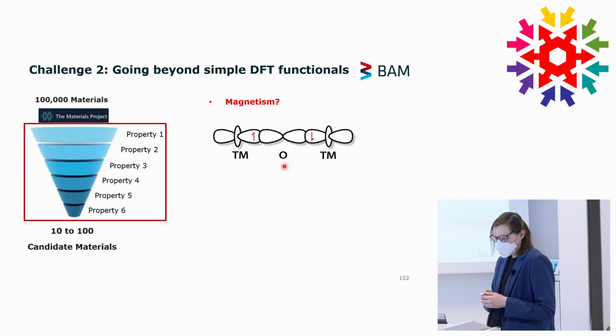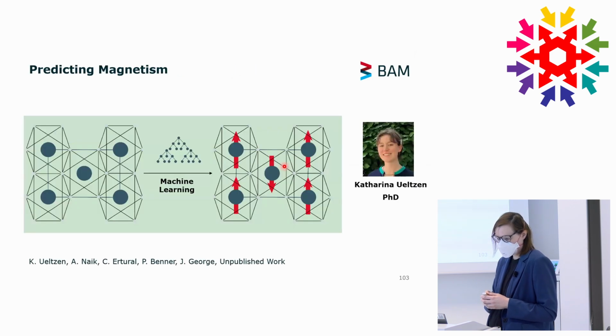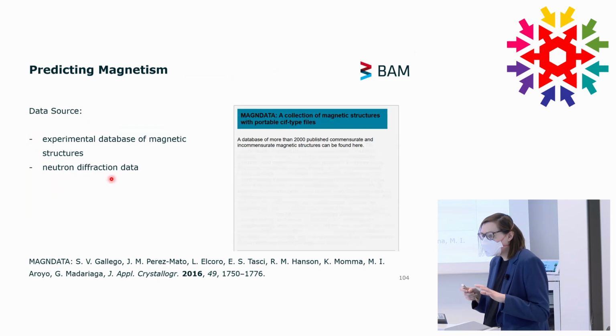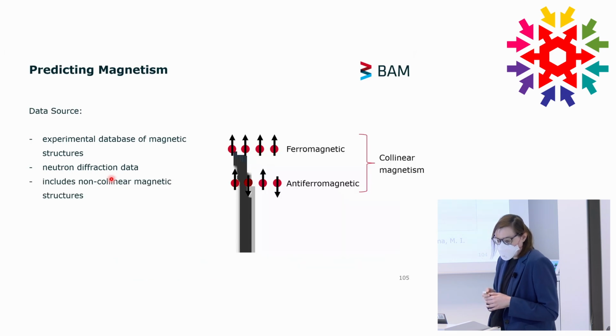Here we focus on transition metal oxides. This is a project by Katharina, and we try to go from the structure to the magnetic structure. But the data source in that case is an experimental data set. It's the MAGNDATA data set, which is based on neutron diffraction data and which has several thousand entries. There are, of course, also problems with experimental data sets. But nevertheless, we use this as a starting point.